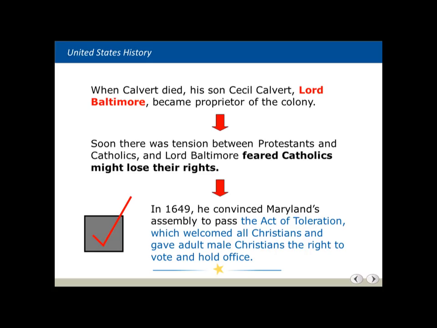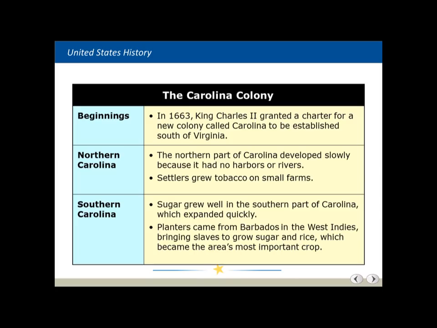So this would be on the same wavelength that William Penn did in Pennsylvania, Roger Williams in Rhode Island. Again, there's definitely a push for religious tolerance here. Moving on to the Carolinas.